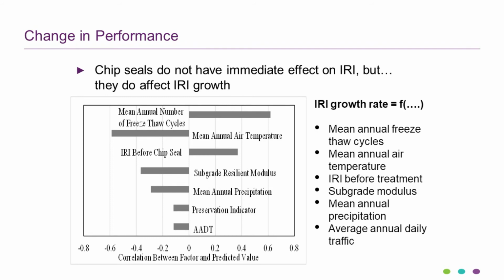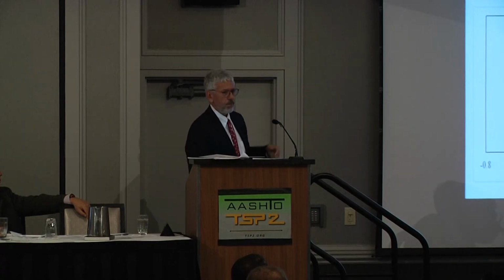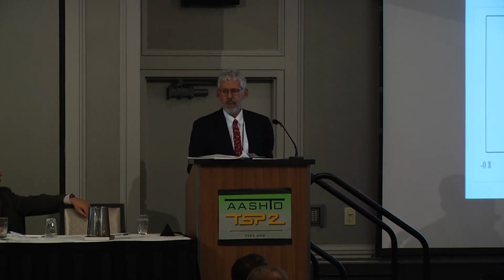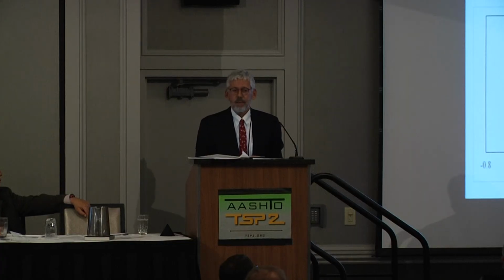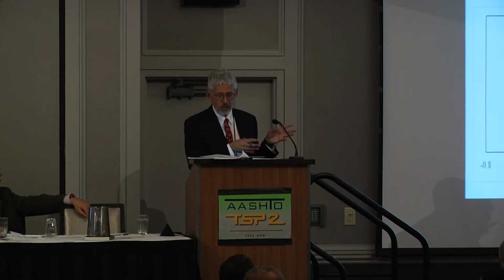You'll notice that there are condition elements in there. That would be the IRI before the chip seal. This happens to be a chip seal. There are climate, there are pavement structure. The things that you would expect that affect performance are reflected in the model that was developed.